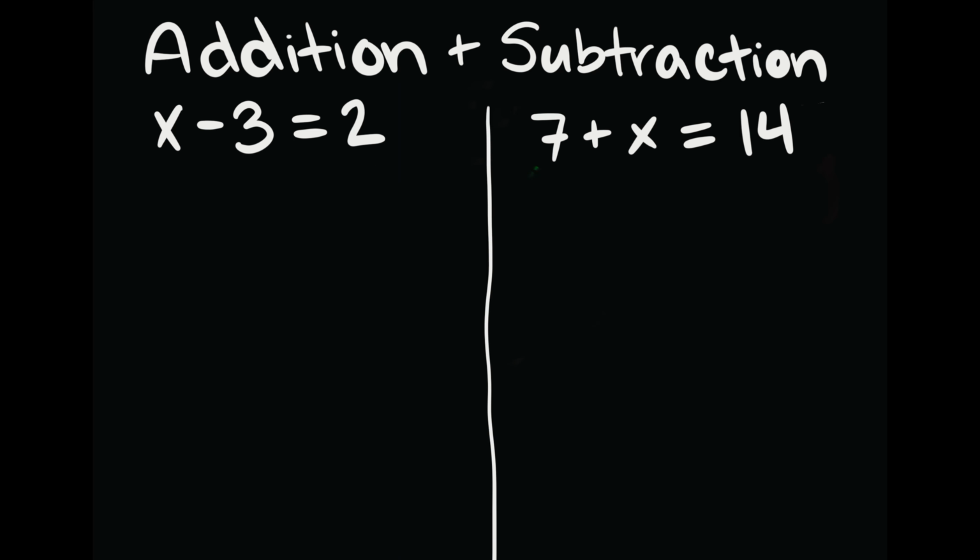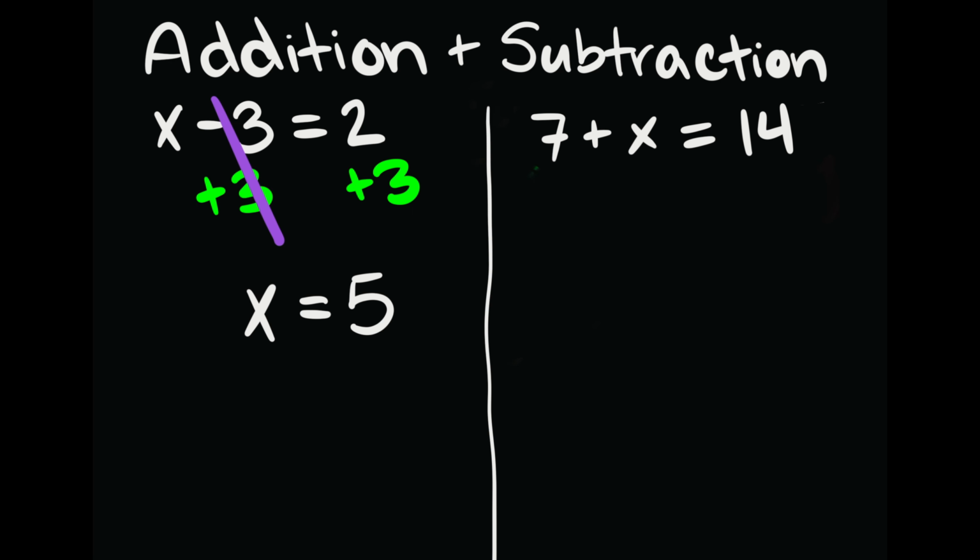Did you give it a try? Starting on the left, we add 3 to both sides, cancel the mumbo-jumbo, x equals 5. On the right, even though the 7 is first, this is still an addition problem. That means we need to subtract something. If we subtract 7 from both sides, cancel the mumbo-jumbo, we get x equals 7.